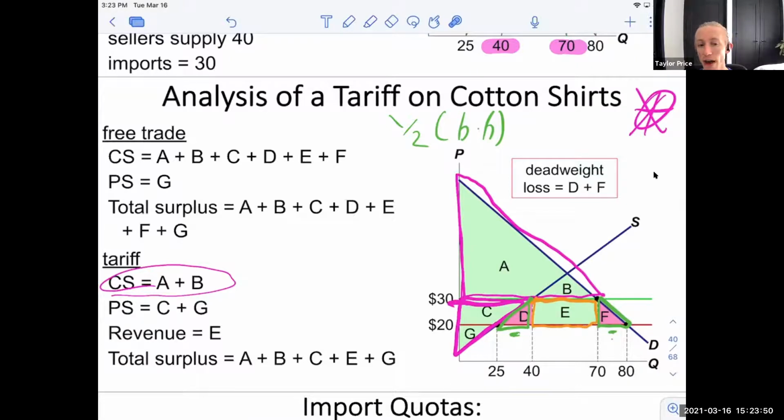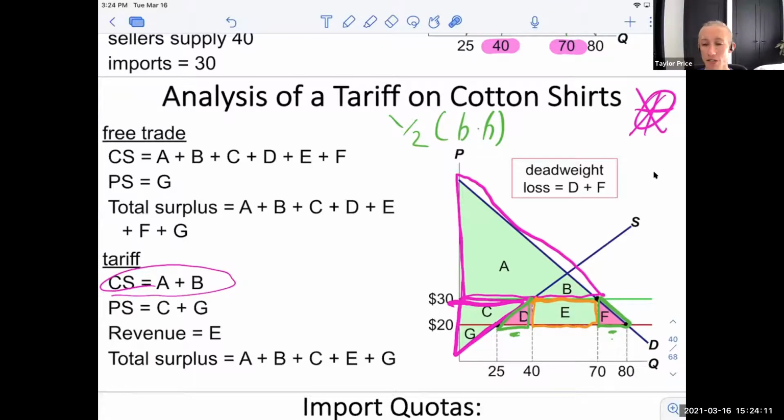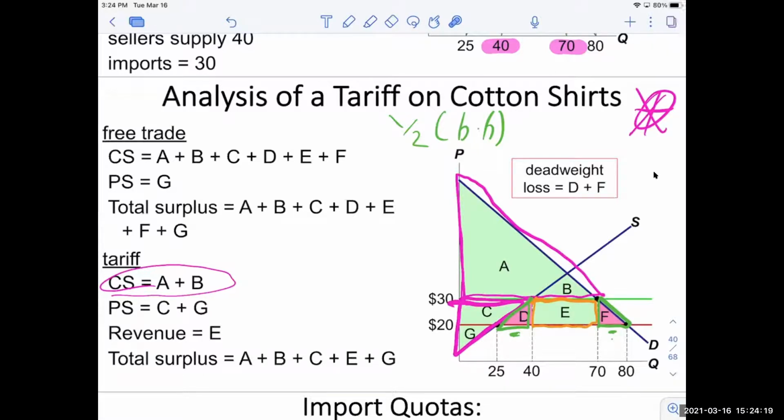Okay, does anyone have any questions before we move on to quotas? So for tariffs, you said that they increase imports. I thought the point of a tariff was to decrease imports. Yes, it is decreasing imports. I apologize if I misspoke. It's decreasing imports, but they are taxing the imports. Okay, all right, good.